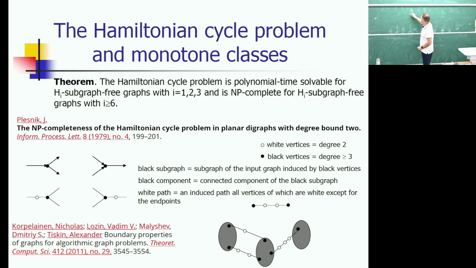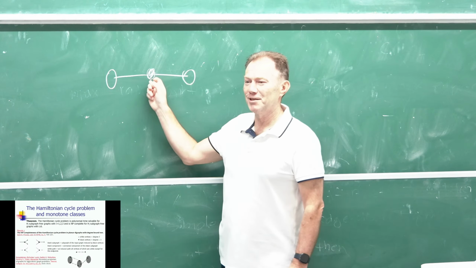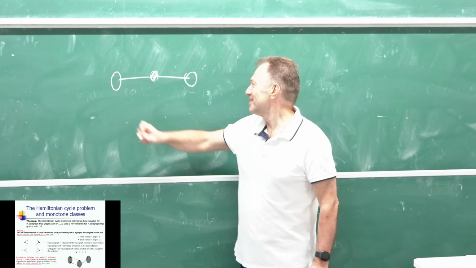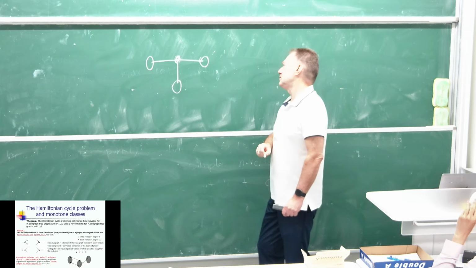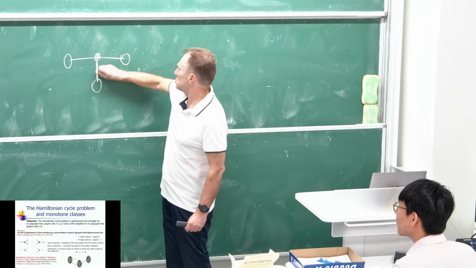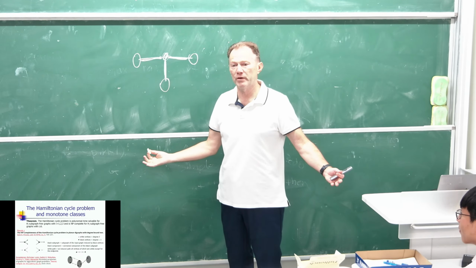because if we have a black vertex, I'm not sure which of them is black, which is white. Yeah, this is black. Okay. This is white. If a black vertex is incident to at least 3 white vertices, then we know that this edge is mandatory, this edge is mandatory, this edge is mandatory. No way to find a Hamiltonian cycle.